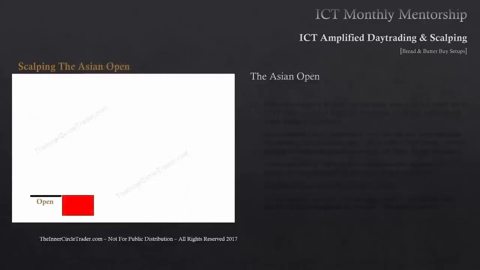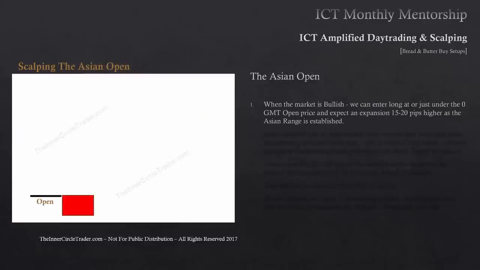Okay, trading the Asian, or scalping the Asian Open. When the market is bullish, we can enter long at or just under the 0 GMT opening price and expect an expansion of 15 to 20 pips. Notice I said 15 to 20 higher as the Asian range is established.